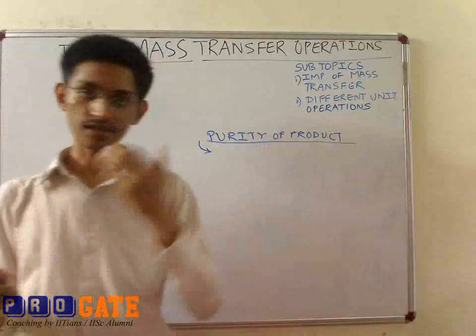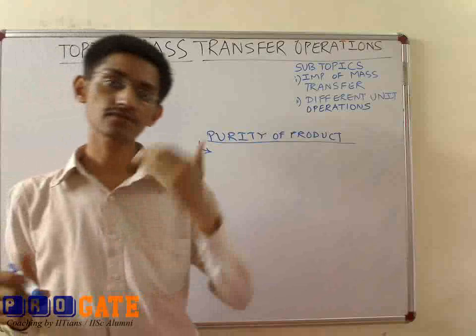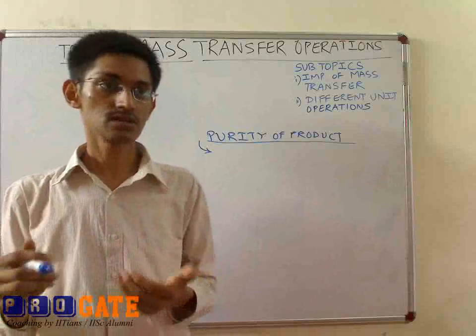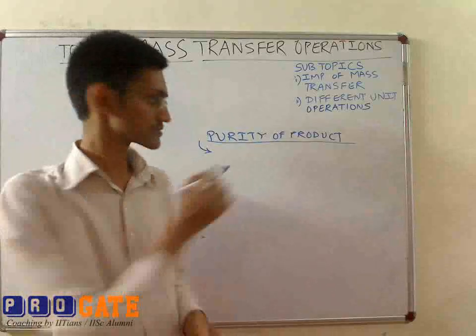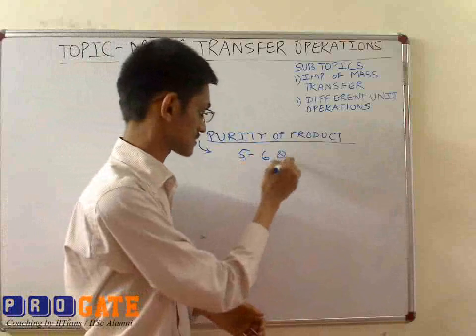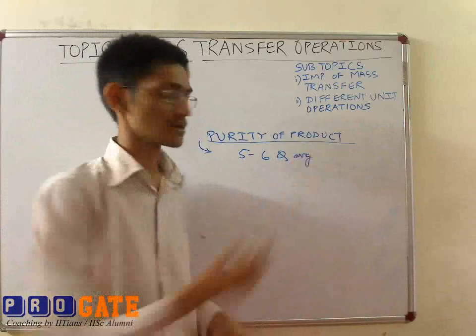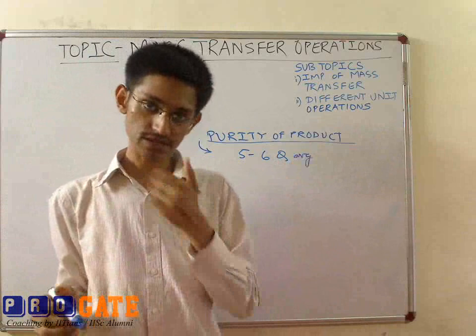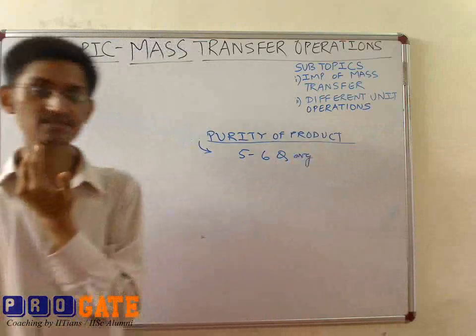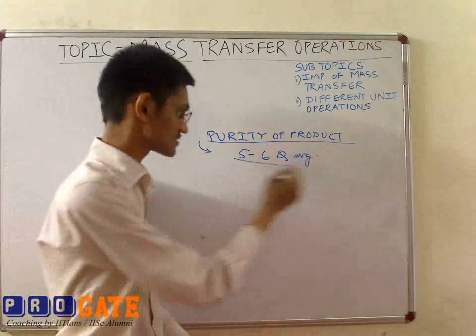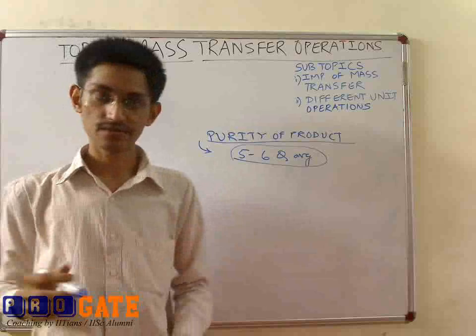Mass transfer, from the GATE point of view, normally we have about 5 to 6 questions on an average. It may be more than that, but 5 to 6 questions on an average can be considered. So it's an important chapter not only from the chemical engineering process point of view, but also for scoring in the entrance exam.